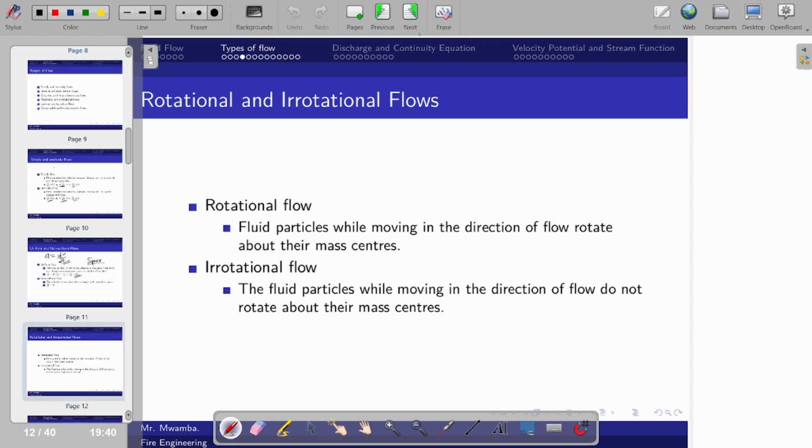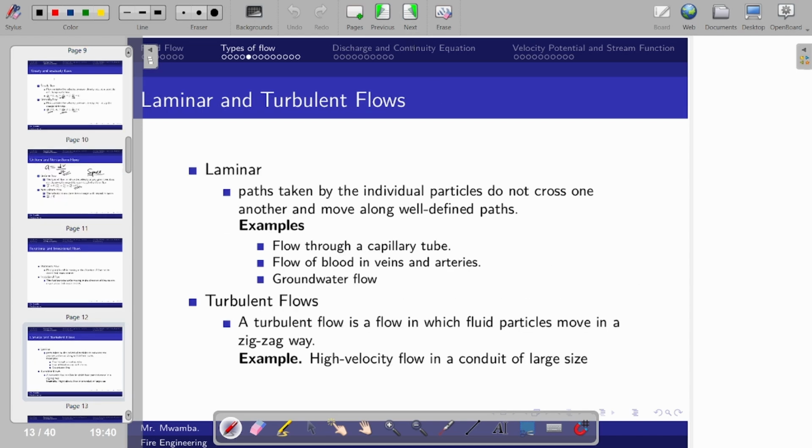Next, let's look at the rotational and irrotational flow. The fluid particles, while moving in the direction of the flow, rotate about their mass centers, and the opposite is known as irrotational flow. So I can ask you to differentiate rotational flow from irrotational flow, uniform and non-uniform flow, steady and unsteady, laminar and turbulent flow.